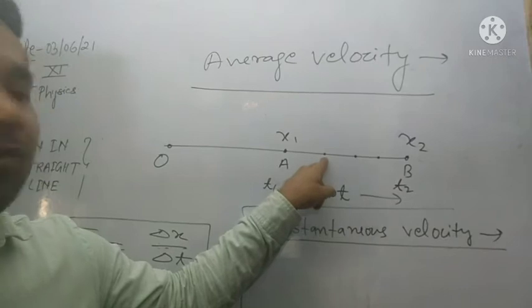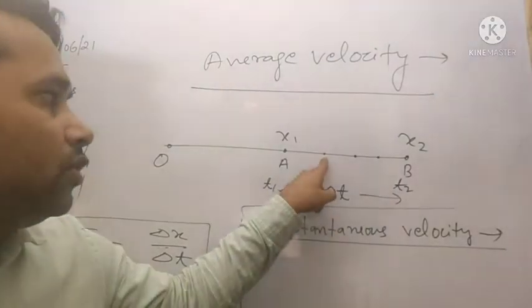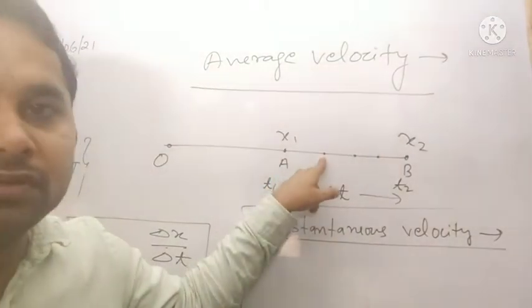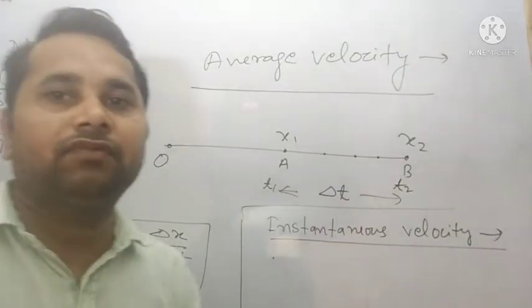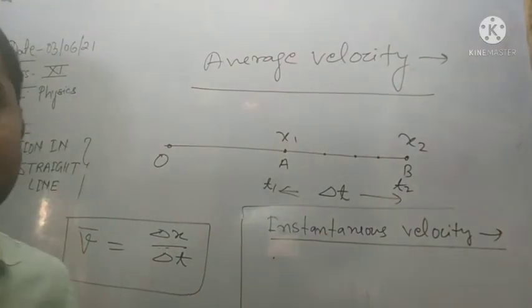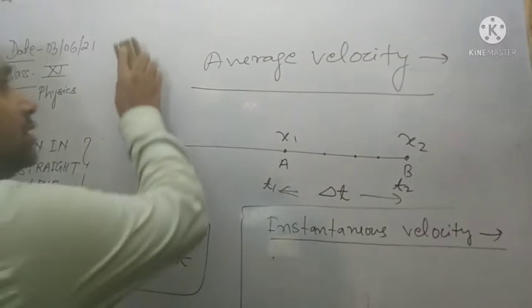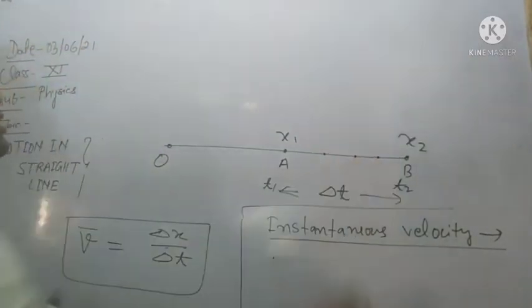जब बॉडी यहाँ पहुँची तो व्हाट इज इट्स वेलोसिटी, नॉट फॉर द टाइम इंटरवल डेल्टा टी, जस्ट फॉर अ पॉइंट, जस्ट फॉर इंस्टेंट ऑफ टाइम व्हाट इज इट्स वेलोसिटी. दिस इज कॉल्ड द इंस्टेंटेनियस वेलोसिटी. सो लेट्स सी व्हाट इज instantaneous velocity.